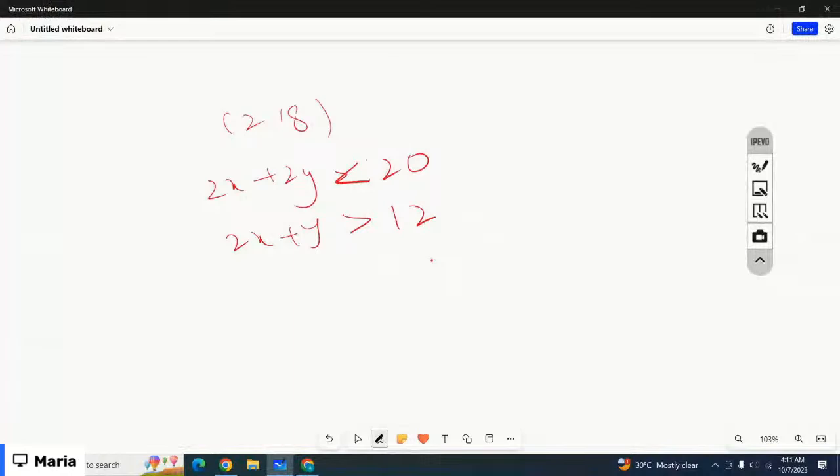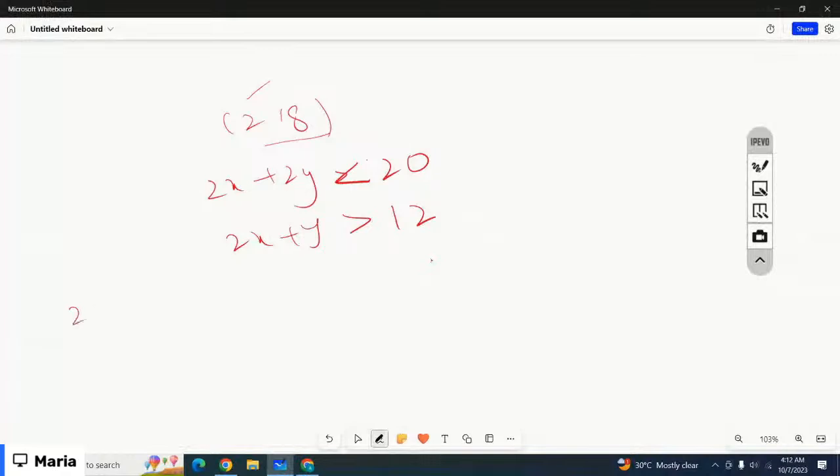Okay, so you are given a point (2, 8), right? If (2, 8) satisfies both the equations, then yes, (2, 8) is the solution of the system, right? So you have to check both the equations for (2, 8). Let's just check with the first one.